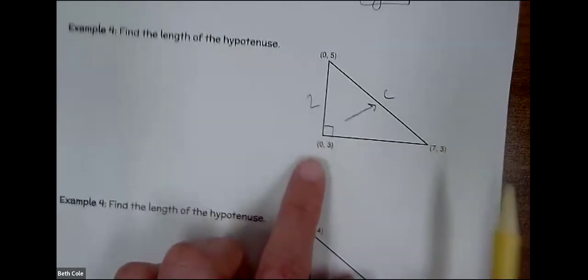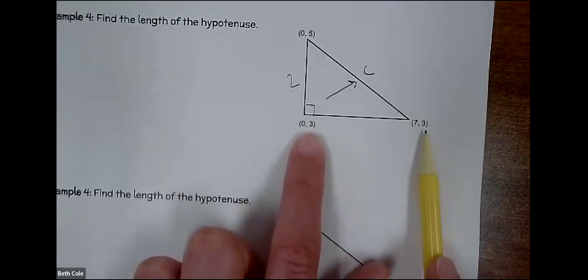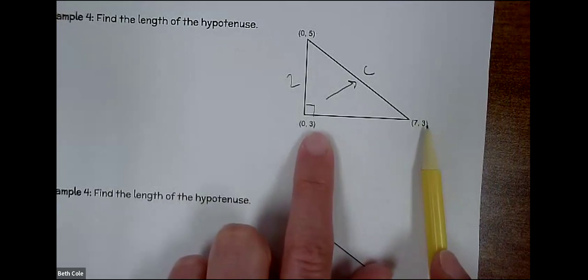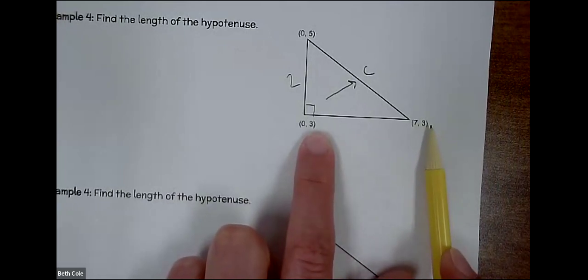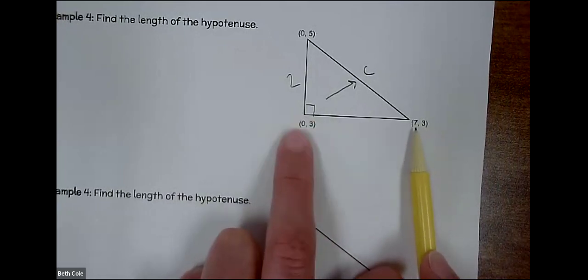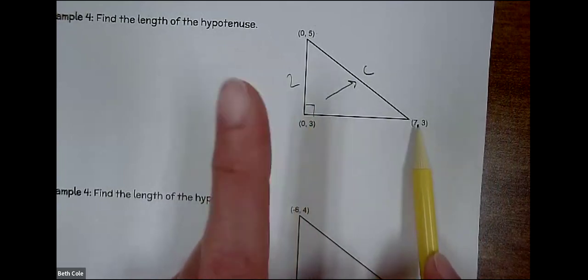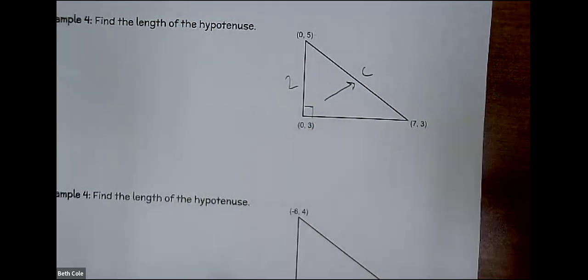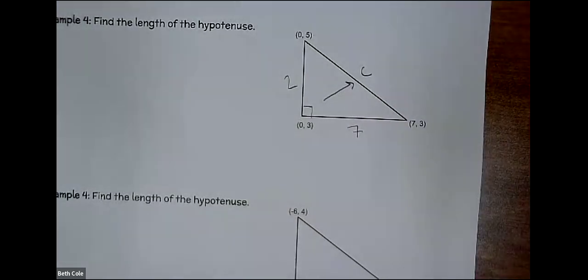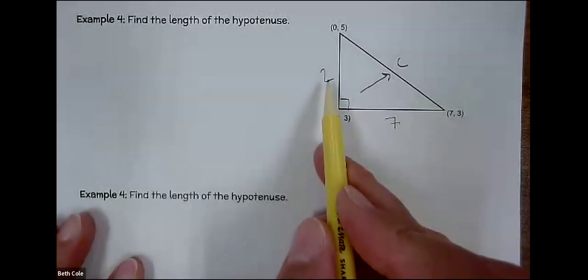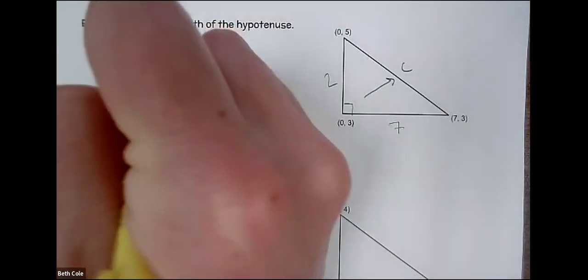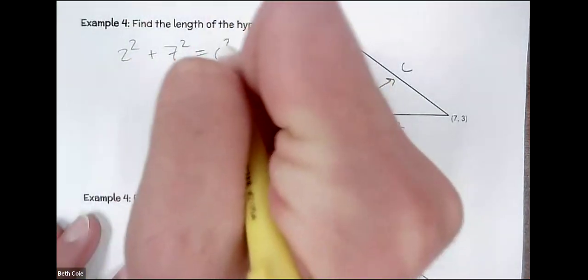All right, now we have to get from here to here. This one's 0, 3, and this one's 7, 3. Do you see how they're both a 3? Right? So we want the distance between 0 and 7. How far is it from 0 to 7? 7. Good job. So you have to find the distances yourself. But then we're just going to put it into our Pythagorean theorem. 2 squared plus 7 squared equals C squared.